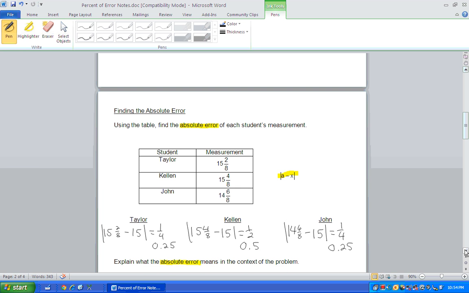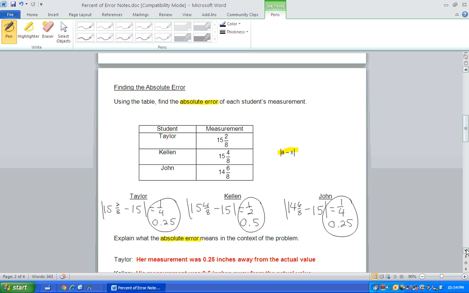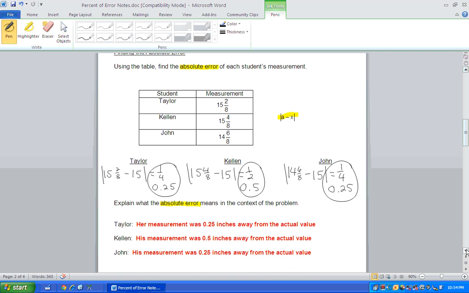Now, explain what the absolute error means in the context of the problem. What that's asking is, what does this number, and this number mean in this problem? So I have already written those responses for you. So go ahead and just pause the video and record those answers.